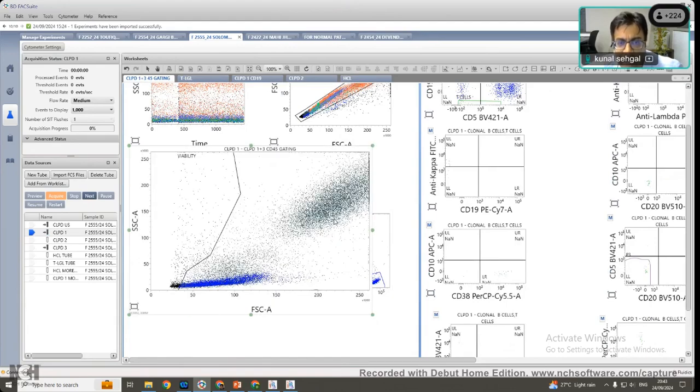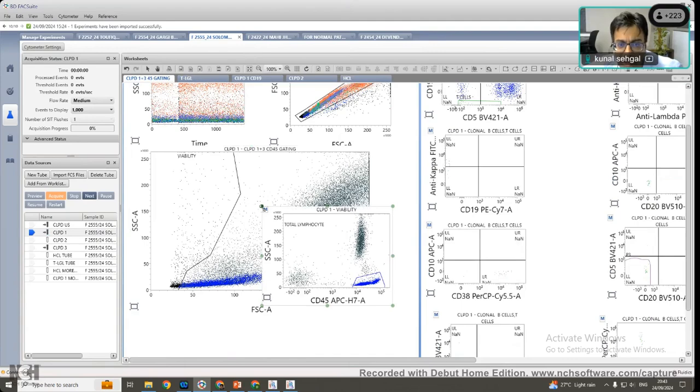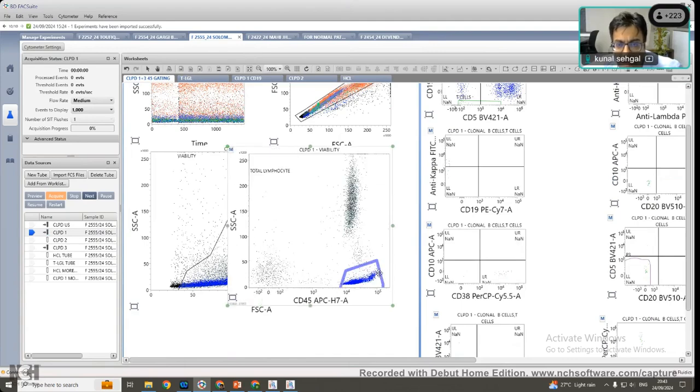Can you see the forward scatter and side scatter? Correct? And this blue color is coming from the gate on... What is this population? Lymphocytes. Excellent. Lymphocytes. Okay, I'm going to color this again. What is this population which I'm coloring now?